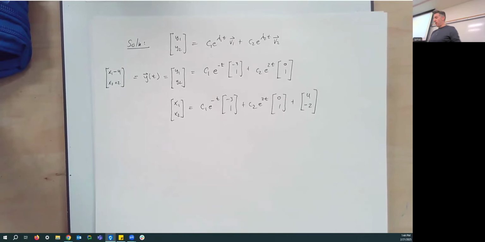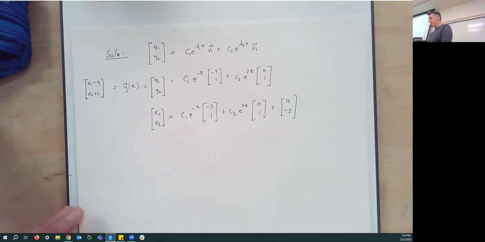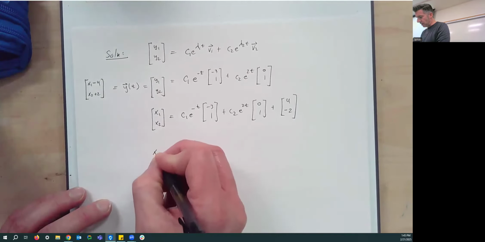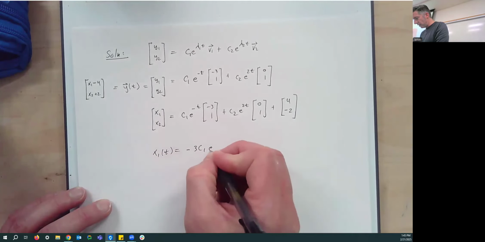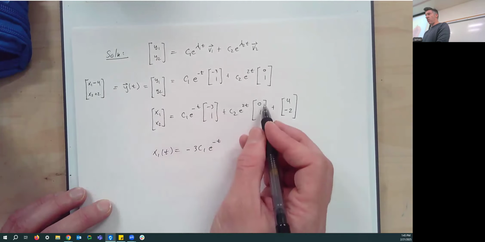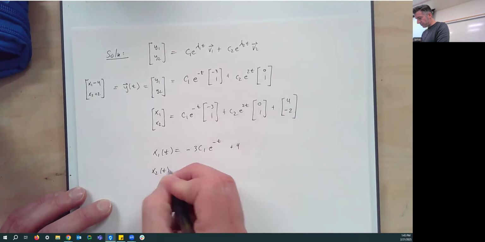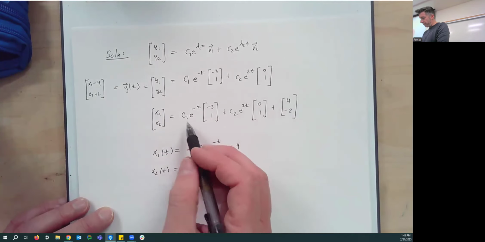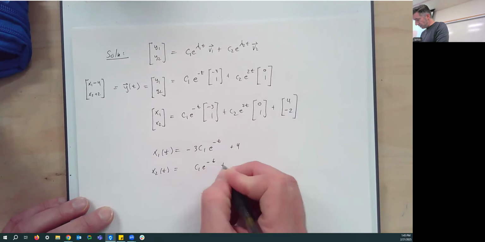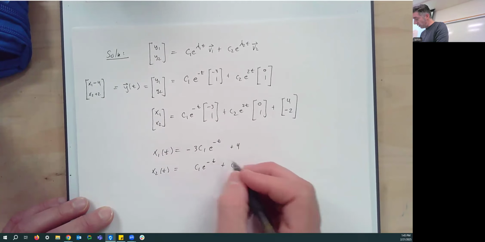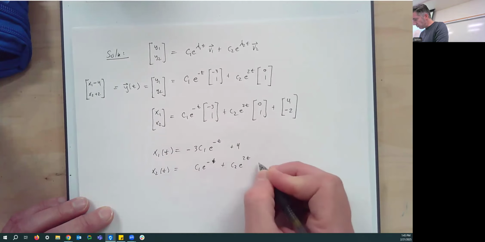Yeah. I will say one more thing here. If we were going to write out each piece, because sometimes people like to separate the pieces, I don't really like to, but if we wanted to, we can say that x1 of t is equal to negative 3 c1 e to the negative t plus 0 plus 4, and x2 of t is equal to c1 e to the negative t plus c2 e to the 2t, apologies, minus 2.